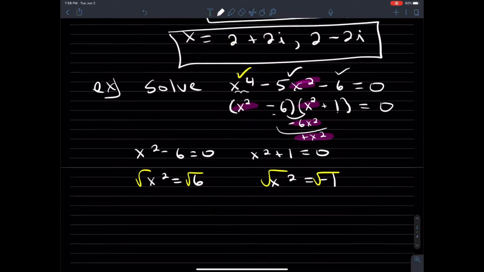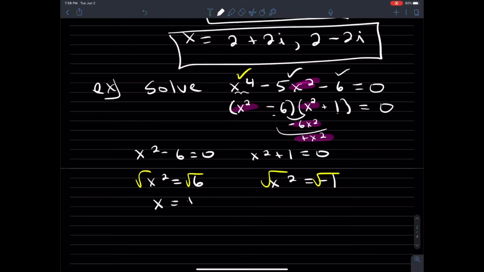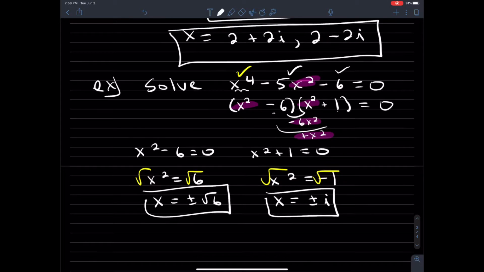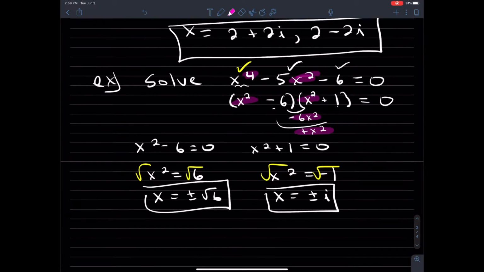And when I extract this, x is equal to plus or minus the square root of 6. This x is equal to plus or minus the square root of negative 1, which is i. 1, 2, 3, 4 answers. 4th degree polynomial. It sounds like we did it correct.